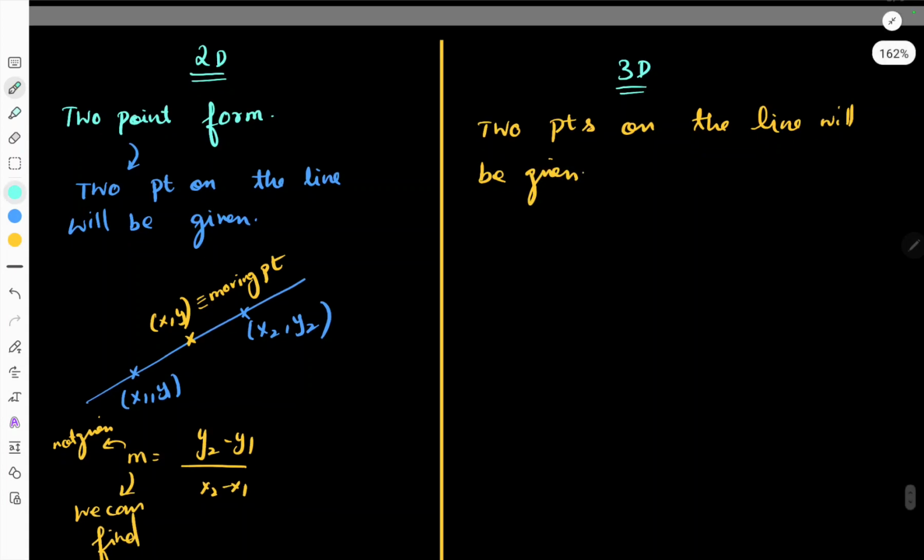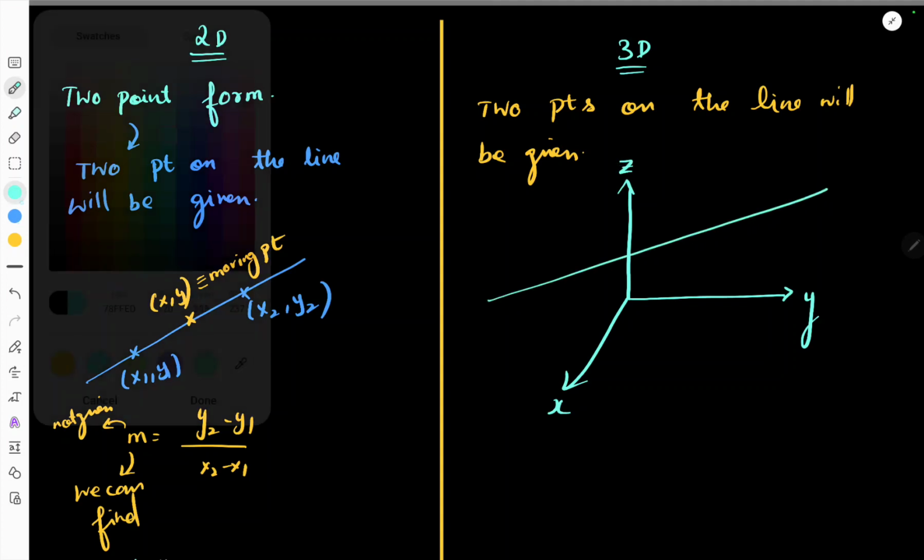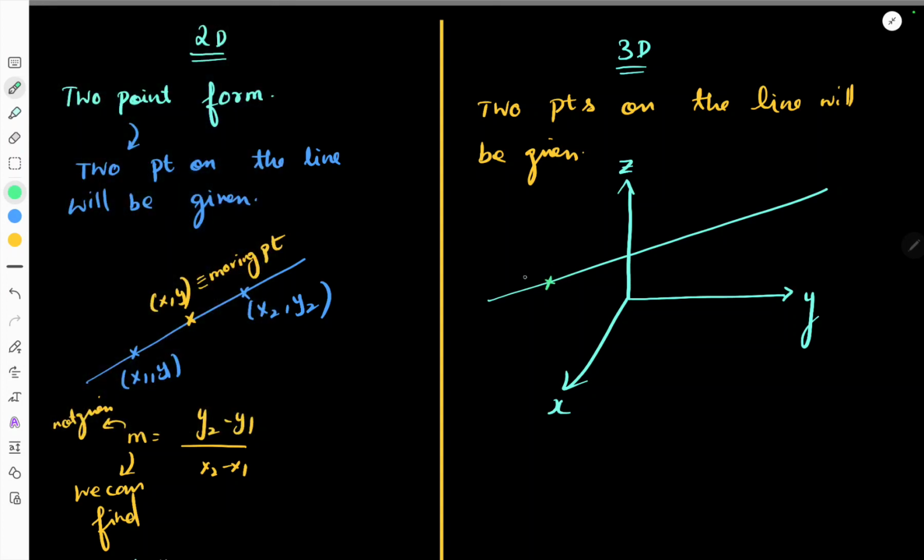If the parallel vector is not given, we can find it. Since here slope is not given, we can find the slope; similarly the parallel vector will not be given, but we can find that parallel vector. So we can see that now. So x, y and z axis. 2 points on the line are given, so I can take this point as x1 comma y1 comma z1 and call it A, and this point I will take as B, x2 comma y2 comma z2, and one general point I will take, which we call the moving point. So P is x comma y comma z, this is the moving point.